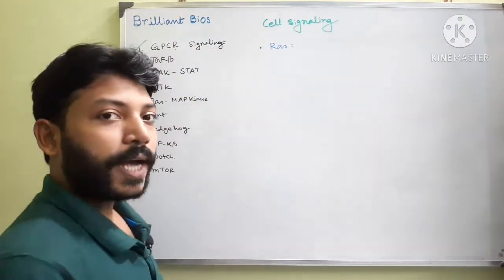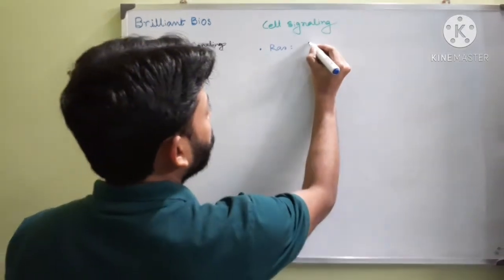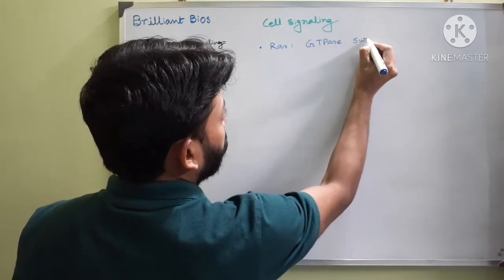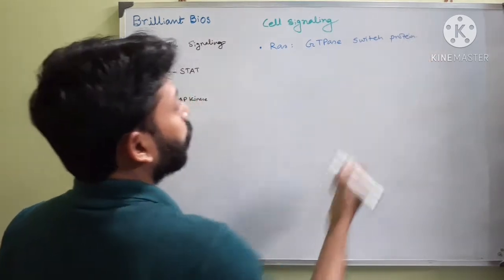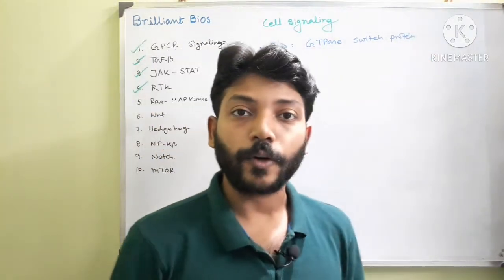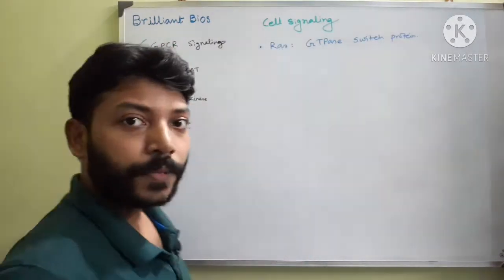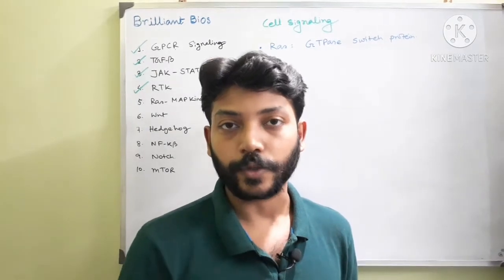Ras protein also acts like a G protein, but it is not a G protein. It is called a GTPase switch protein. Why it is called a GTPase switch protein, I will tell you. The Ras protein differs from the G alpha protein of the GPCR. And how? The Ras protein is smaller in size than the G alpha protein.